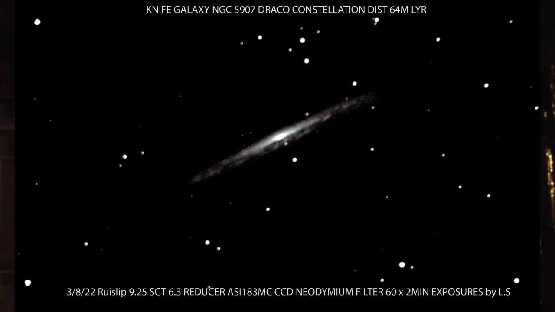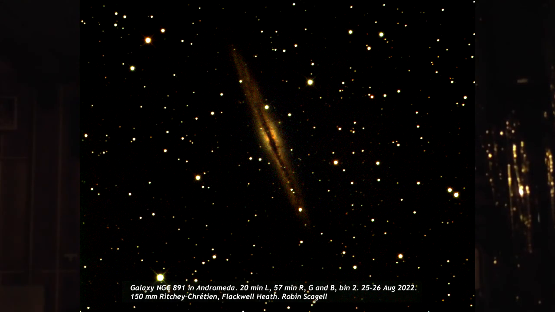Here's another from Lee. This is a more or less edge-on galaxy, NGC 5907, which apparently is known as the Knife Galaxy, and it's in Draco. And that's taken with Lee's C9.25, with 62-minute exposures. Here's a very similar-looking galaxy, but this is a different one. This is NGC 891 in Andromeda, so again in rather the northern part of the sky.